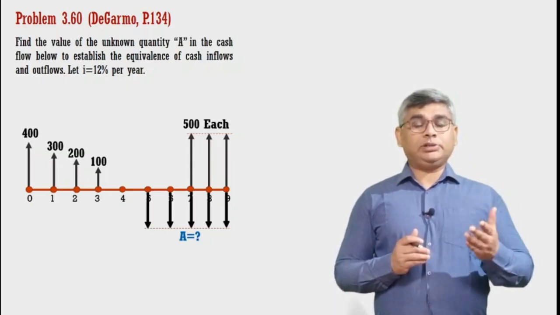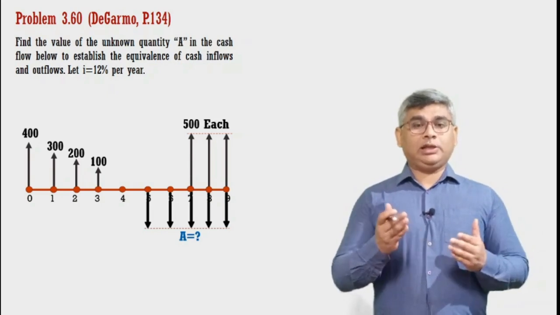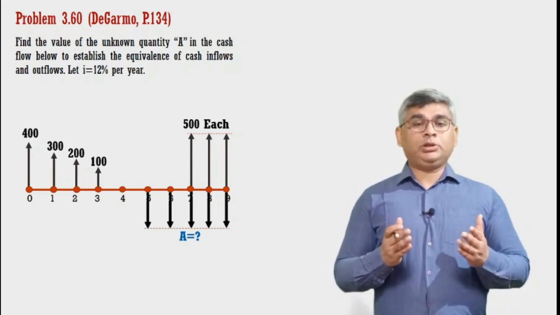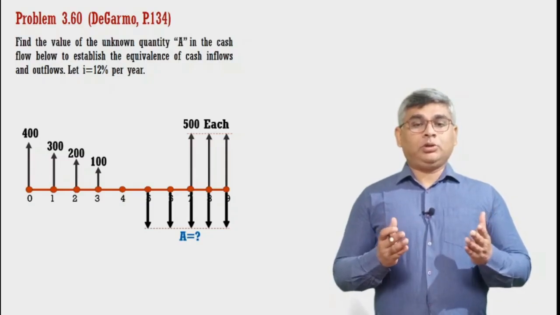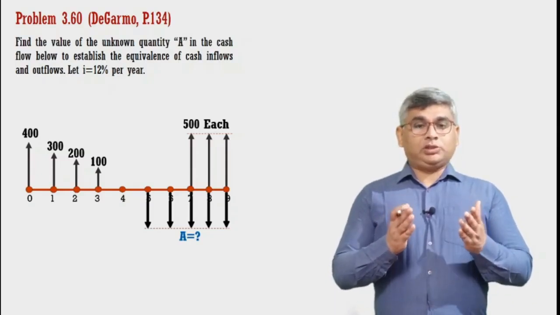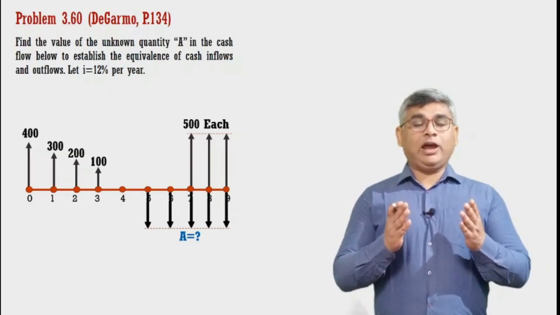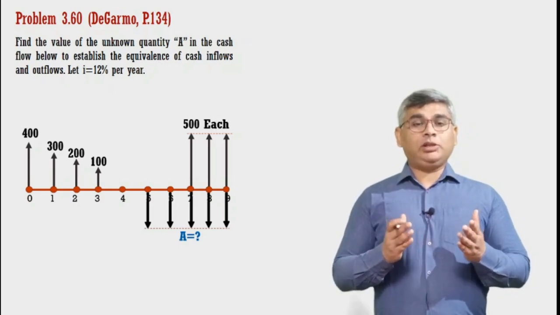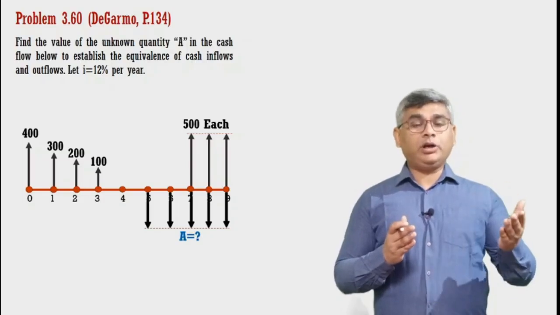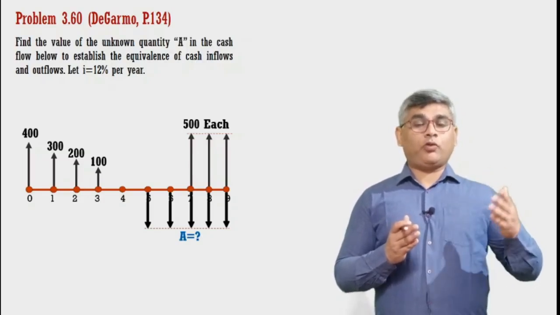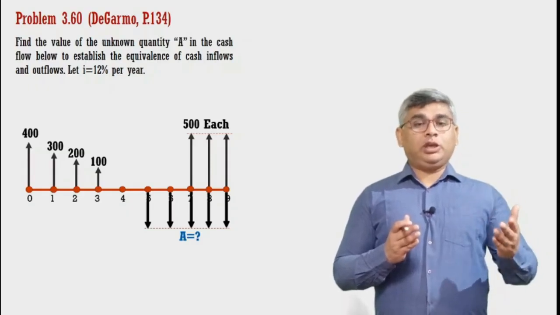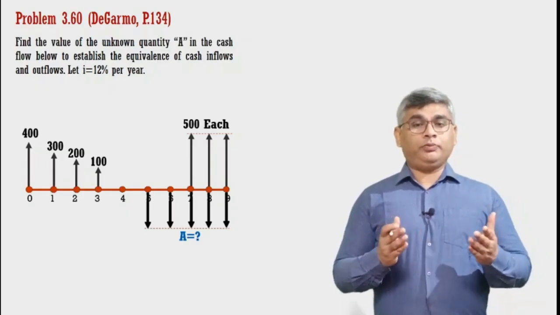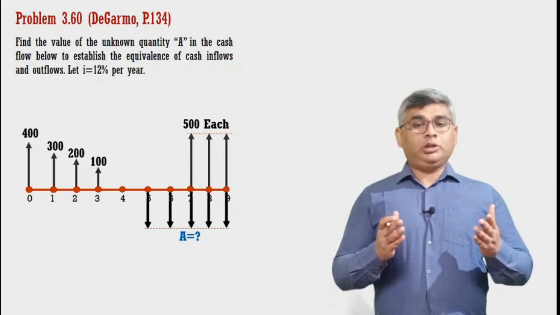transactions pointing upwards, that is the cash inflows, and some transaction pointing downwards, that is the cash outflows. So in this we have to find out the value of A as shown in this figure, so that there is an equivalence of cash transactions pointing upwards and downwards. That is, for what value of A the cash inflow is equal to the cash outflow. So let us see how to solve this problem. Let us solve the problem.